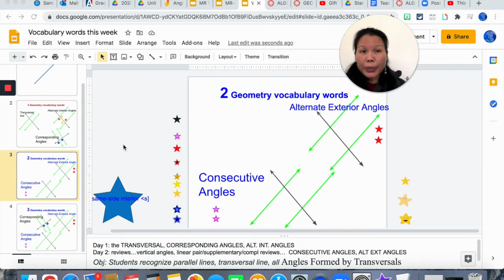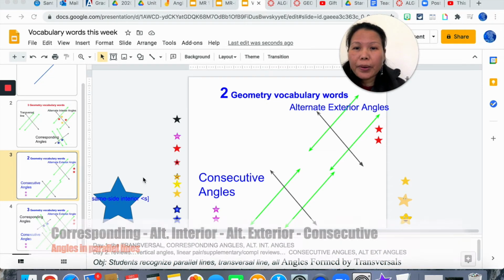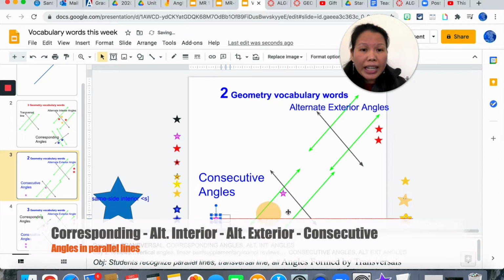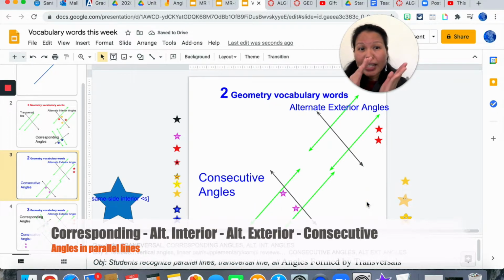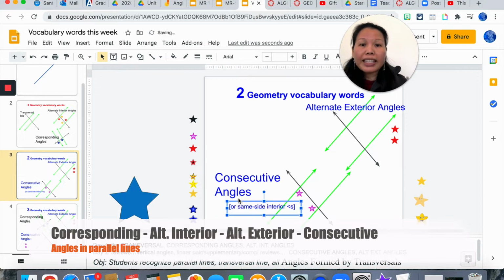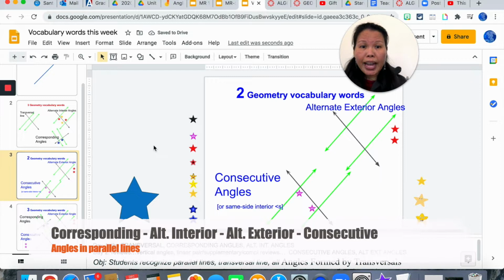Two vocabulary words I want you to learn on this slide are consecutive angles and alternate exterior angles. Let's go ahead and demonstrate consecutive angles with the pink star. I'm going to move it in. You will see that it's on the same side of the transversal black line and is on the inside of the two lines. We also have another, less well-known name for consecutive angles, and it's called same side interior angles.